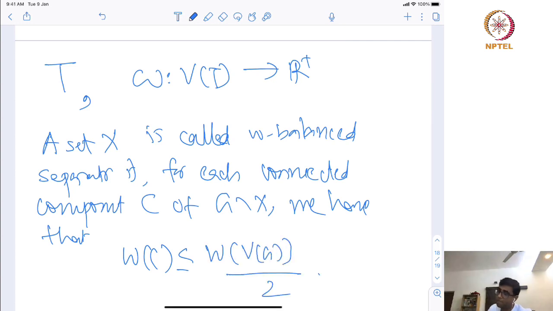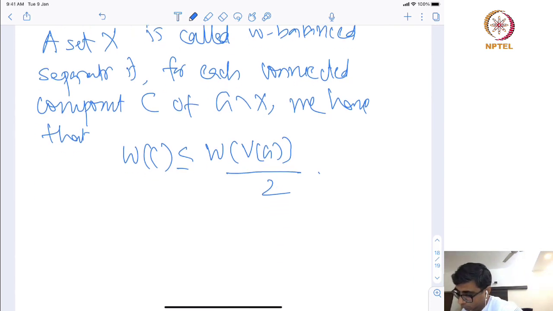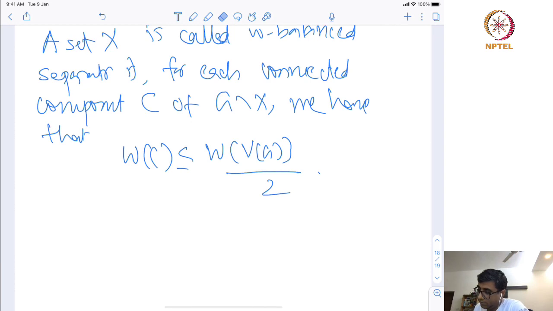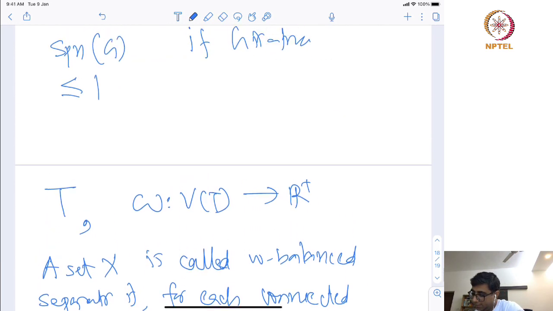Okay, so this is like, let us call it the weighted separation number of G. This is the definition of the weighted separation number of G. Okay, so we will leave it for now.